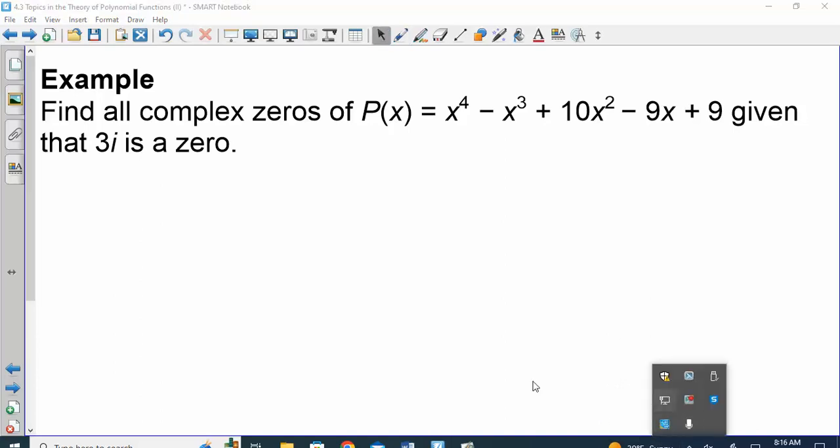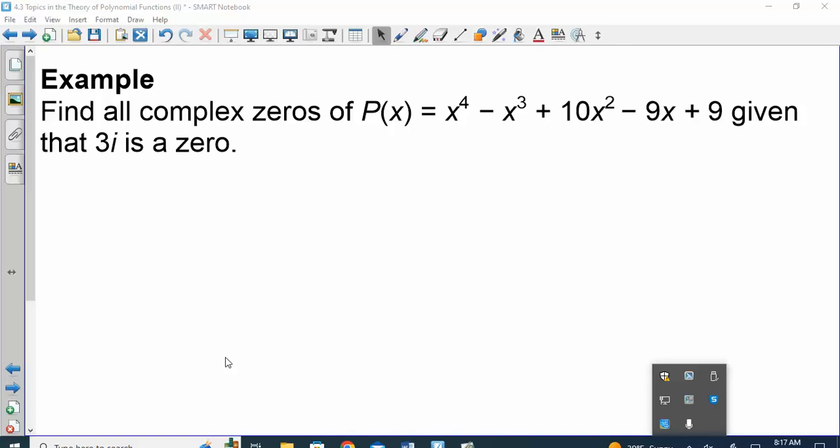So, I have given you problems before. We had one, like the last question on our quiz yesterday, where I gave you a polynomial and I gave you the first 0, and I asked you to find the rest of them. So this one, we're doing the same thing. I said find all complex zeros. That just means it could be real, it could be imaginary. We don't know, we have to find them. Of this polynomial, if 3i is a 0.